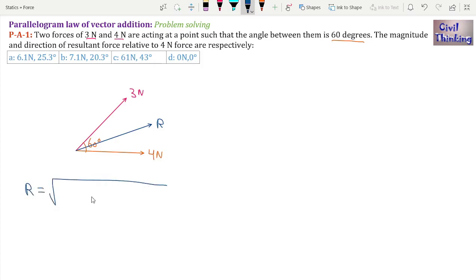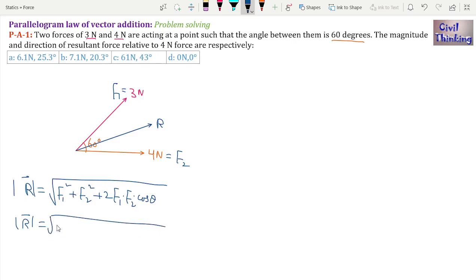It is the square root of F1 squared plus F2 squared plus 2 F1 multiplied by F2 multiplied by cos theta. Let us say this is F1 and this is F2. This is basically the magnitude of the resultant. So the magnitude of the resultant is the square root of F1, which is 3 Newton, F2, which is 4 Newton, plus 2 times 3 times 4 times cos of 60 degrees. The angle between them is 60 degrees.